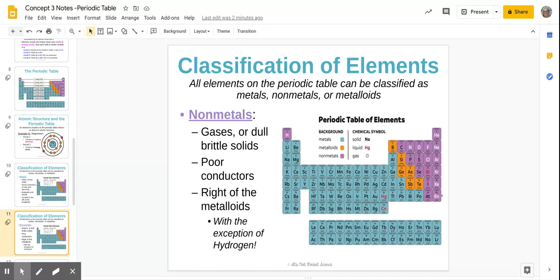Nonmetals are right of the metalloids. They're purple here, with the exception of hydrogen. Hydrogen is unique. It's there because it has 1 valence electron. They tend to be gases, or if they are solids, they're kind of dull and very brittle. They do not conduct electricity well. And then hydrogen is the oddball that's over here.